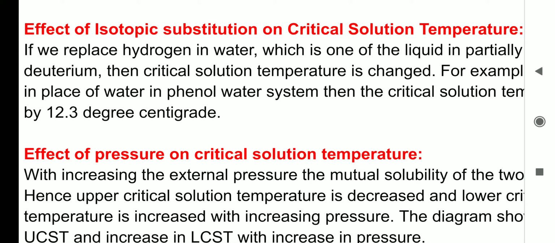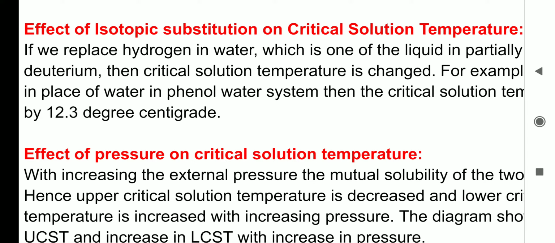And before discussing that, I would like to remind you about the isotopes. What are isotopes? Isotopes are the atoms of the same elements which are having different mass number. And the simplest example of this is hydrogen. Hydrogen is having three isotopes. One is protium, another is deuterium, and third one is tritium.